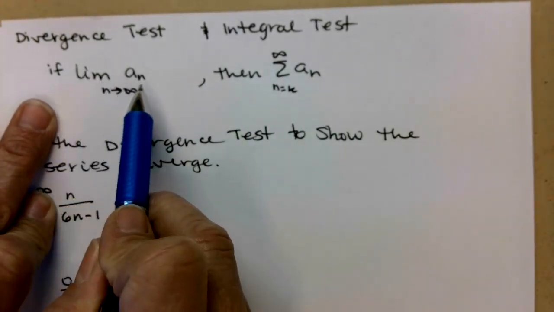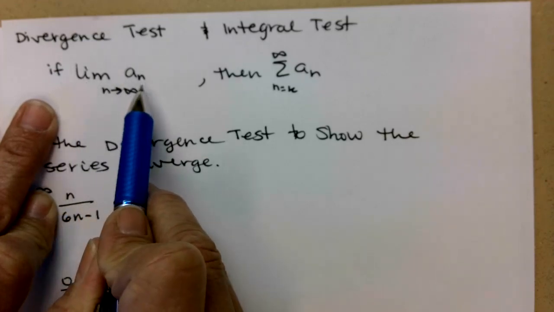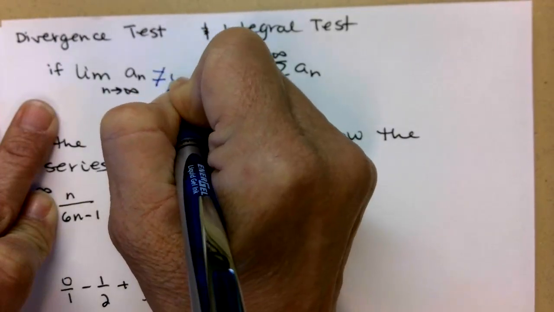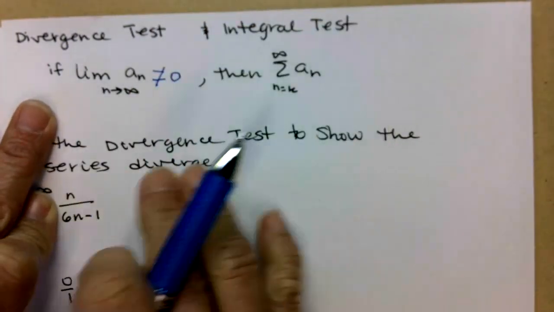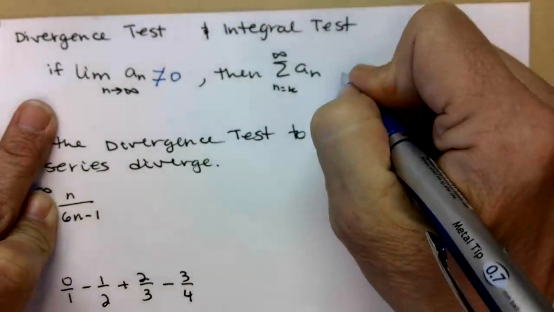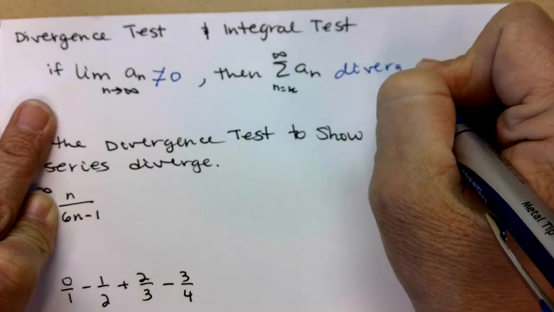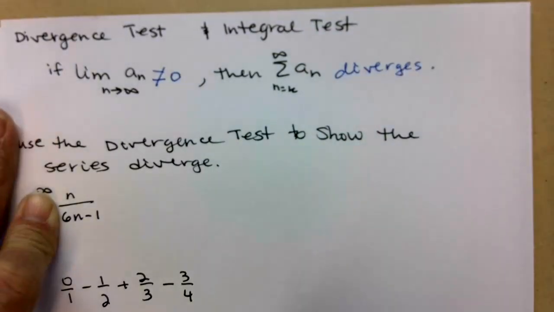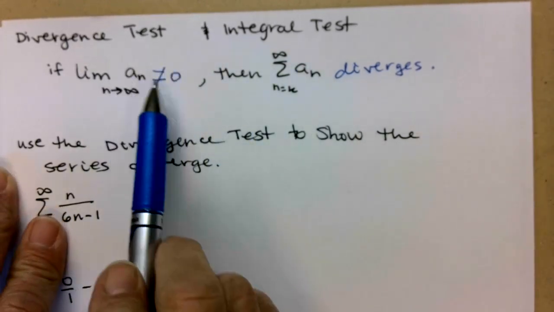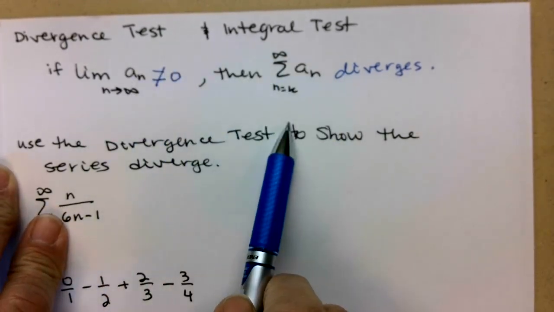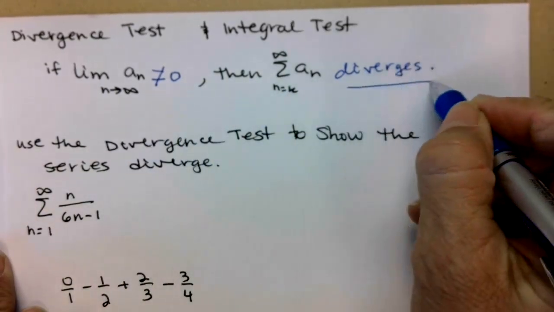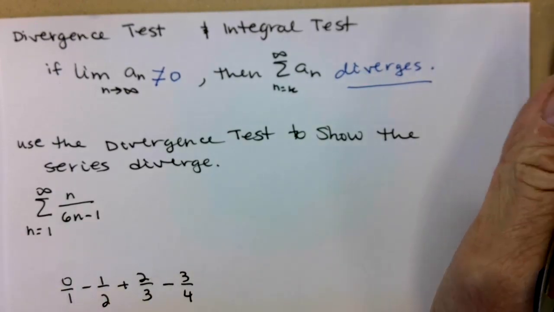If the limit of your nth term, if the limit of a sub n as n goes to infinity does not equal 0, so you're writing out your terms and they are not tending towards 0, then the sum of that series diverges, because you're always adding on numbers that keep getting bigger, or at least don't tend towards 0. So if the terms themselves don't go to 0, then the whole series is going to diverge. So you should always check that first, because as soon as you know the series diverges, you get to stop.